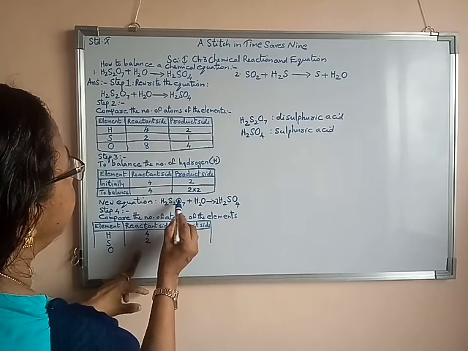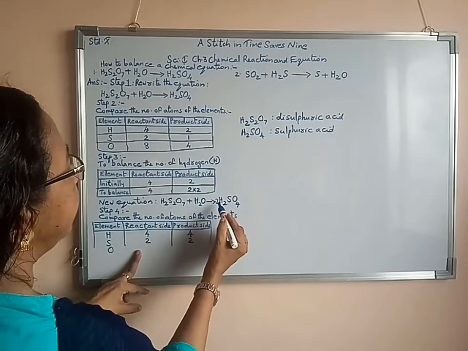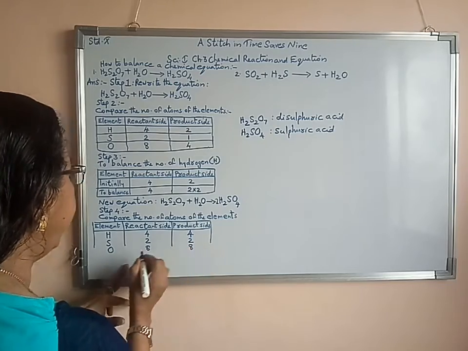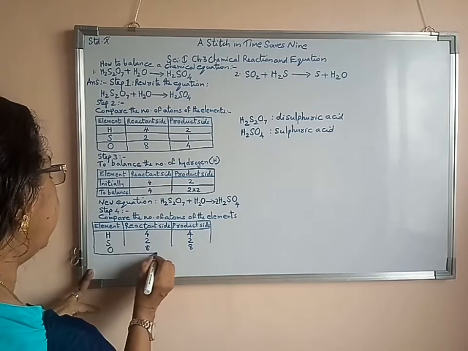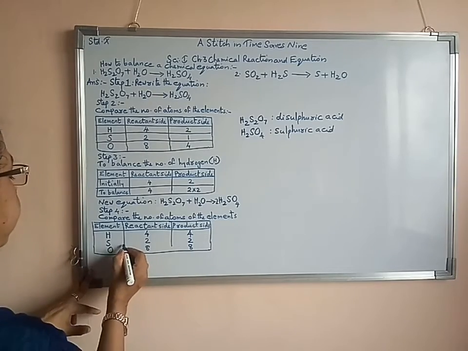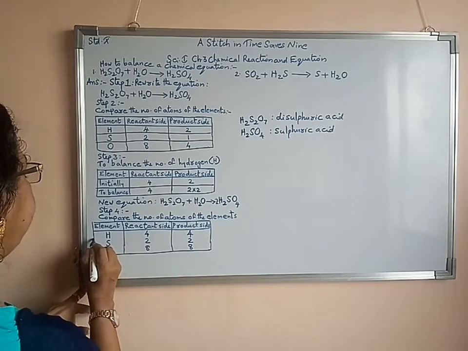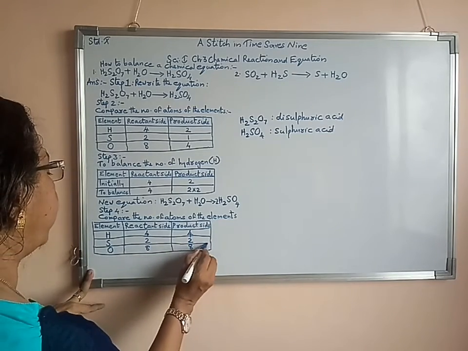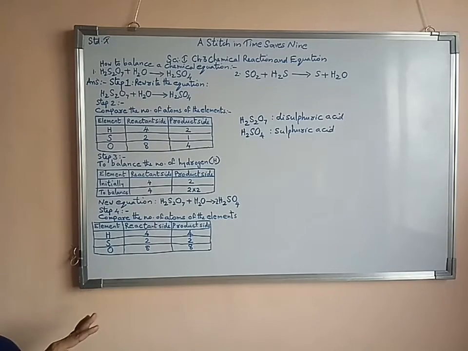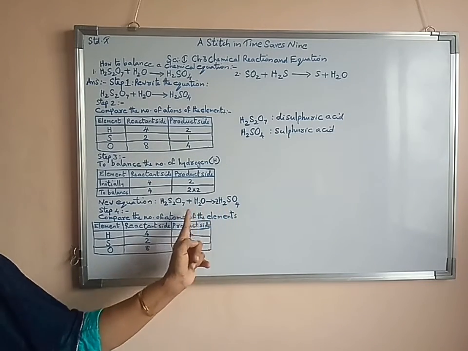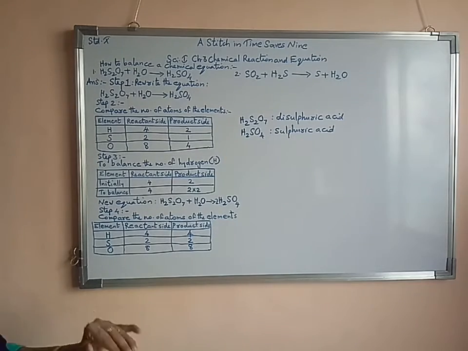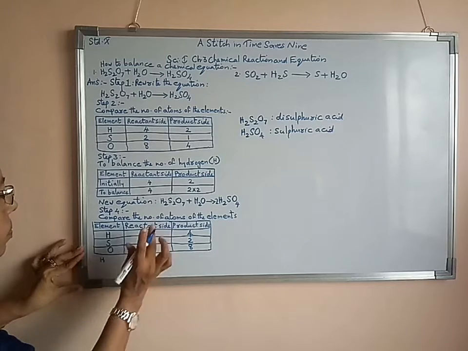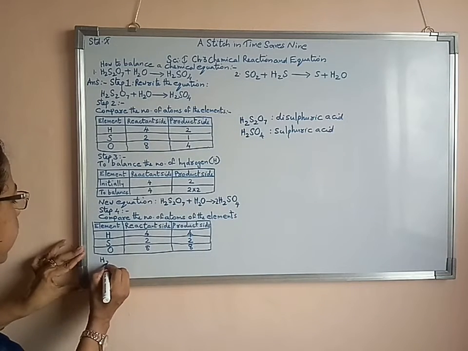After that we will see oxygen. Oxygen here 7, 7 plus 1, 8. Here 2 4s are 8. So on both sides oxygen also is 8. So when you see here, you will understand that the reactant side as well as the product side have an equal number of hydrogen, sulfur, and oxygen. So we can say that this equation is a balanced equation. So last we will write the same equation, we will copy.